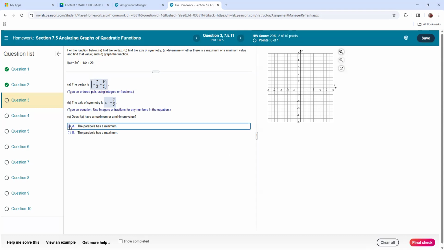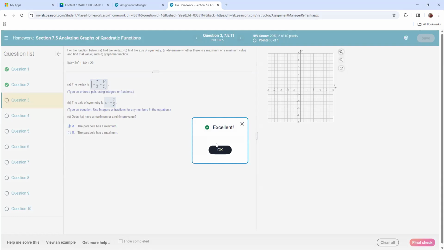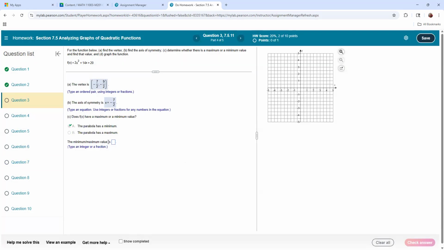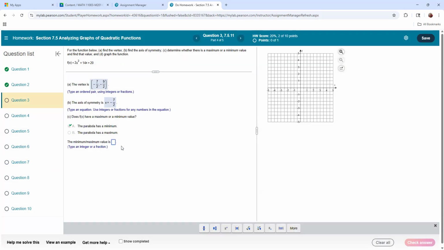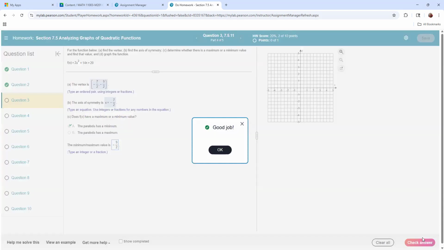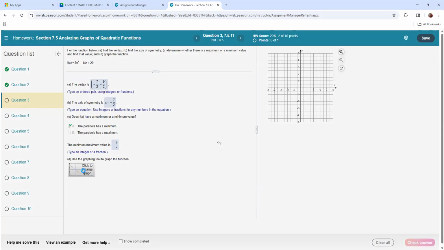So see, it's a little different. A while ago, you put in the value when you clicked it. This one, you say it's got a minimum or maximum first. Then you put in the value, which was what, negative 9 halves. So they're doing the same things. It's just the order it does them is a little different. All right, then we're going to graph it.